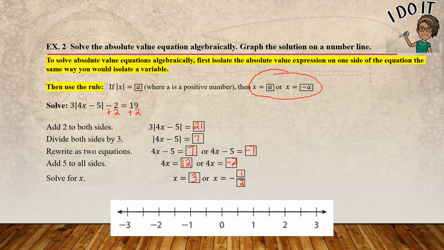Right? So now we have our 2 solutions. Remember, absolute value equations have at most 2 solutions. So when I graph this, I have 3 here, where my absolute value expression equals 3. And I also have negative 1/2, which would be here, in between 0 and negative 1. So those are my 2 solutions for my absolute value equation.